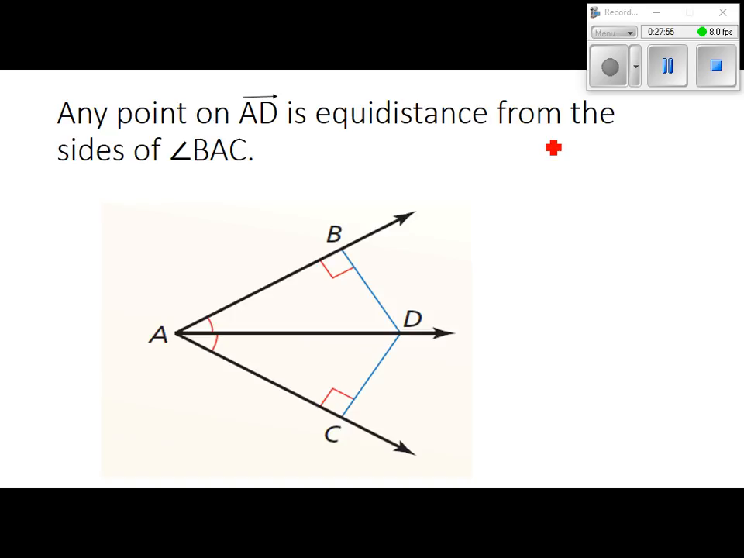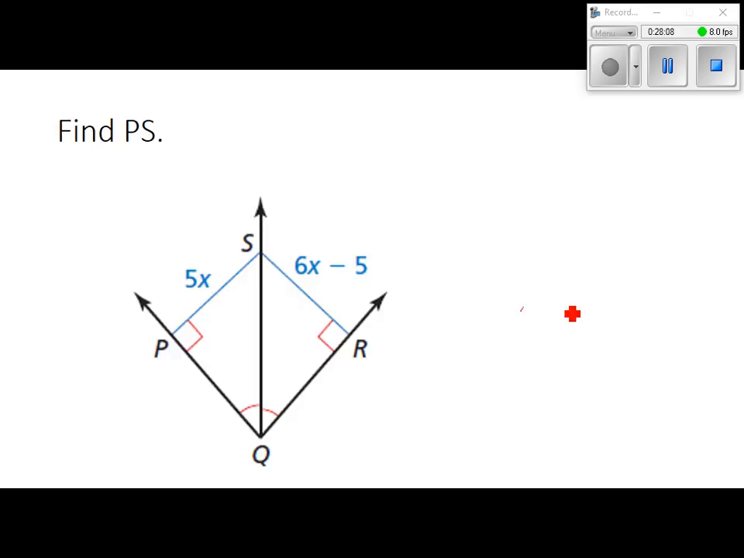So any point on ray AD is the same distance from the two sides. But you have to remember those distances have to be given with the right angle symbols, the perpendicular symbols there. So if I'm looking at this, is this an angle bisector? Yeah. So what do I know about these two segments right here? Same. So what equation could I set up?